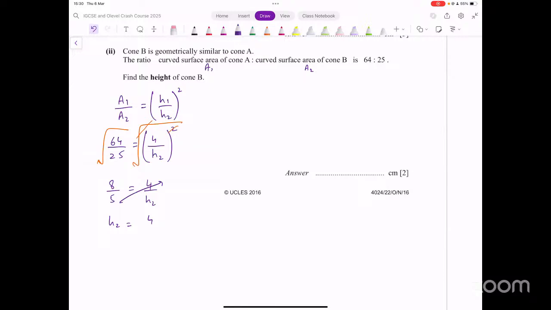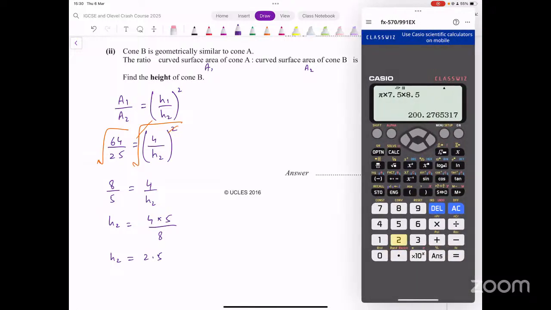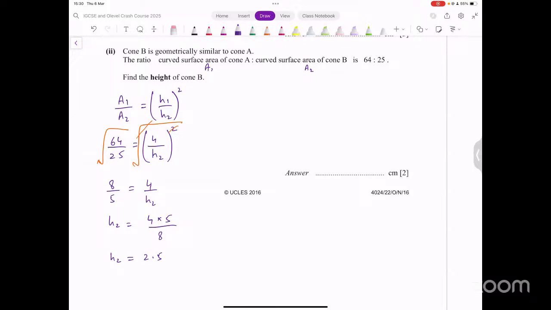5 goes through the right side and becomes 4 times 5. 8 comes down here, divided by 8, 20 over 8. That would give us 2.5. You can do this on a calculator if you want. 20 over 8, that is 2.5. That's the height of the other cone that we were looking for, 2.5 centimeters.